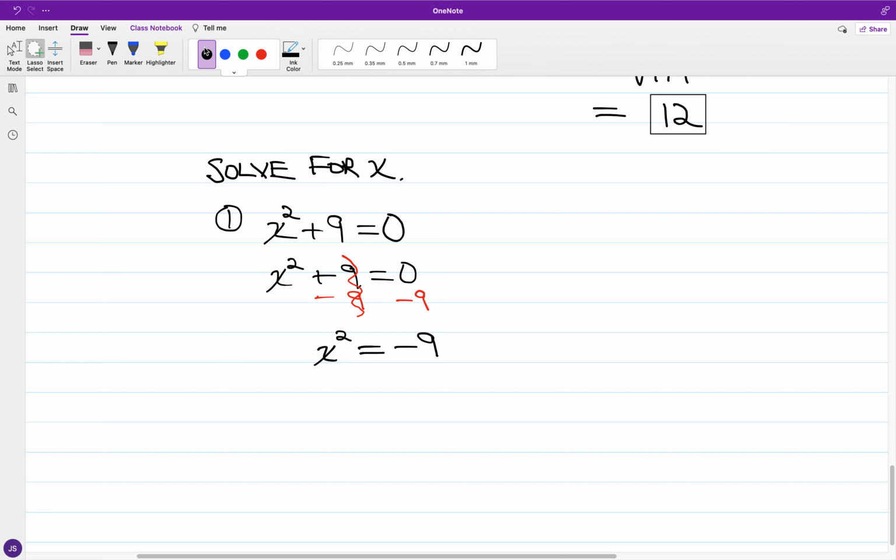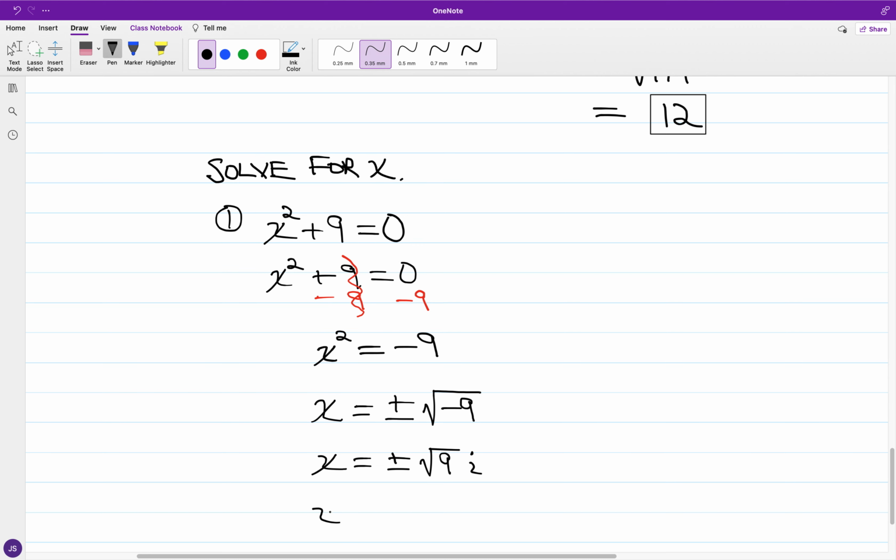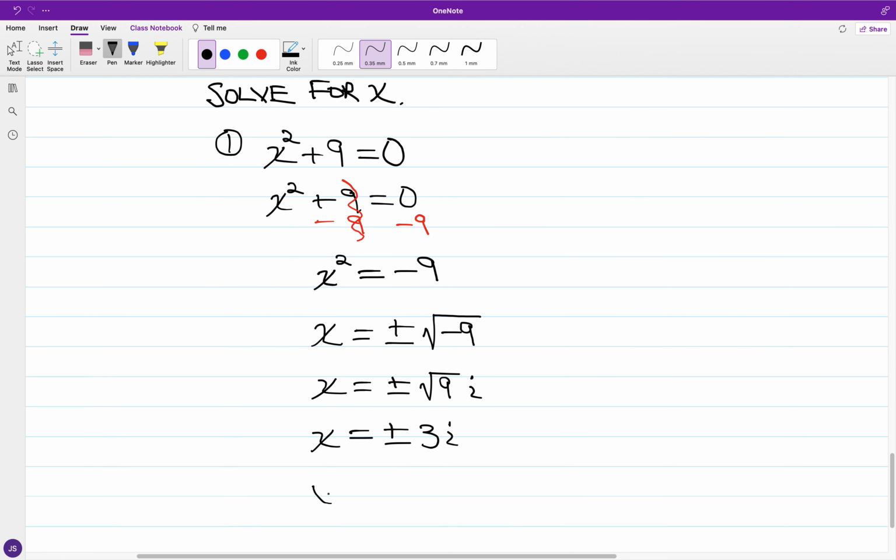And we have the square root property of equality. So if I have x squared set equal to a constant, in this case where we are in the complex domain, I can say that x is equal to plus or minus the square root of negative 9. You get the square root of negative 9, which is the square root of 9 times i, and the square root of 9 is going to be 3. So we have x equal to plus or minus 3i.